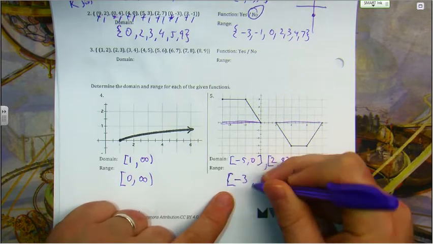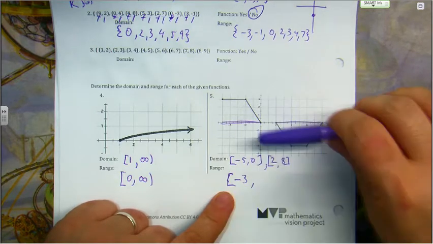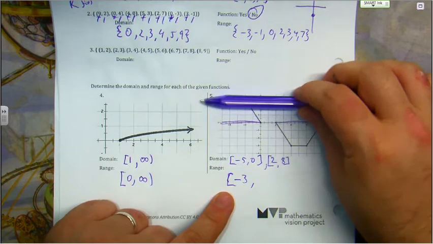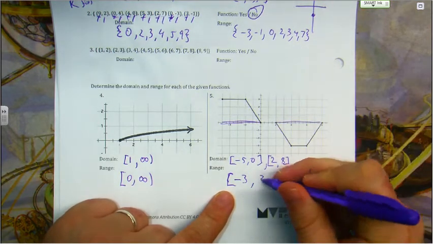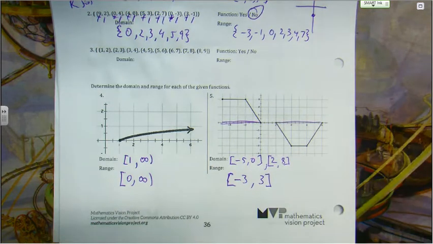And then that goes on until, see right here, even though it splits on our domain, look at it from our range point of view. As it goes up, it's constantly touching. So our range goes from -3 to 3 with no breaks, with no gaps. So that will stay that way. Cool.